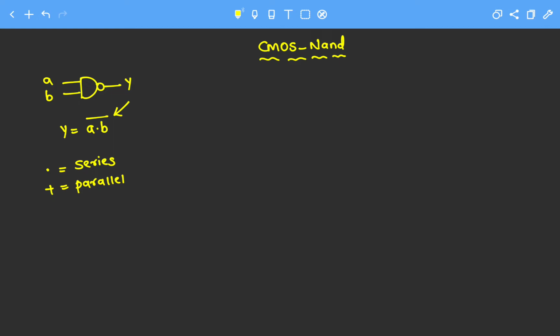So always start with NMOS. It contains two transistors which are connected in series. This is A, this is B. And always pull up network is something which is complement of pull down network. Means in NMOS, if they are connected in series, in PMOS they should be connected in parallel. So as here they are connected in series, so here they will be in parallel.